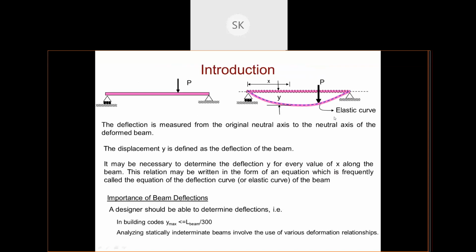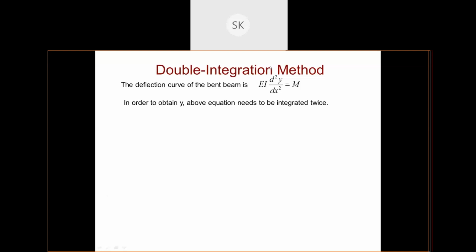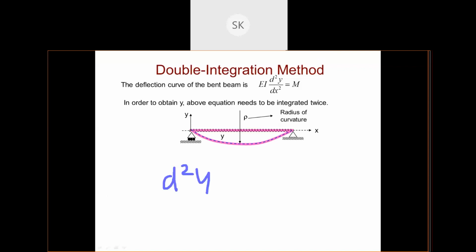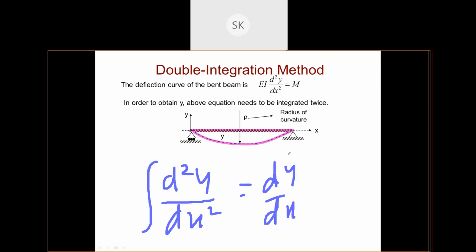The deflection curve of the bent beam is this. In order to obtain y, that is deflection, the above equation needs to be integrated twice. Okay, so you need to integrate this equation twice to get the deflection. How? See, you have a term d square y by dx square, forget about EI. When you integrate this one, what will you get? You will get dy by dx, right? And what is dy by dx? It is your slope. When you integrate once more, you will get simple y, which is your deflection. Got this point or not?